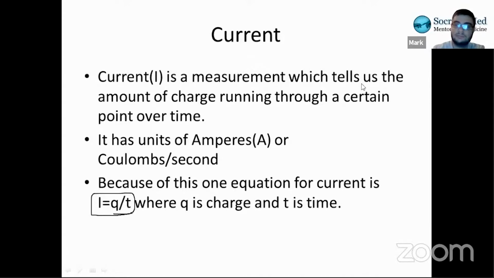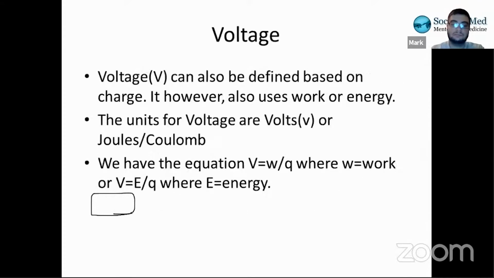For current, just remember amperes are equal to coulombs per second. Remember the units. I can't stress that enough, especially for electrostatics, circuits, and anything like that in physics. Remember the units, right? Units are very important because they'll help you solve problems that you may have forgotten a formula for or something like that.